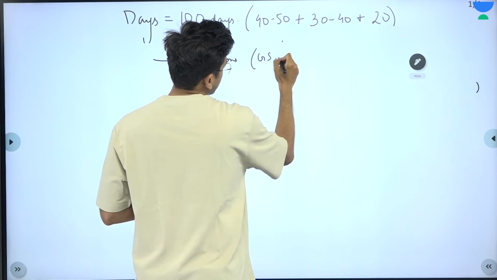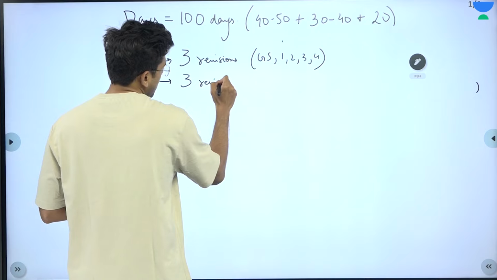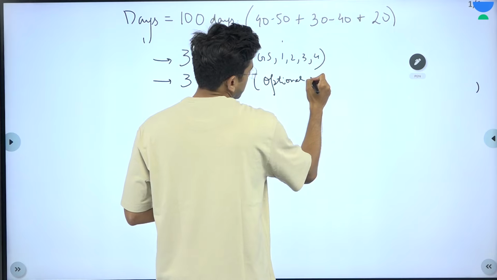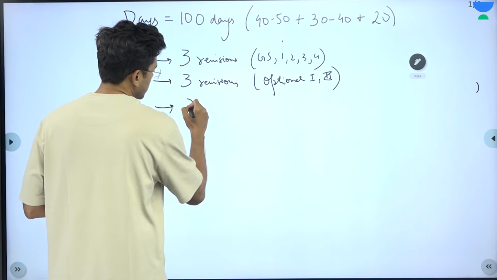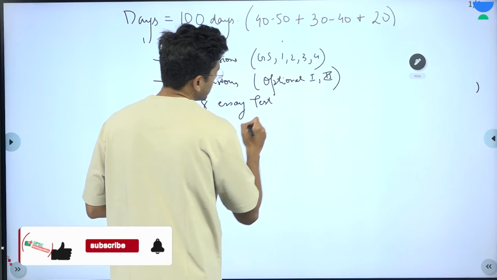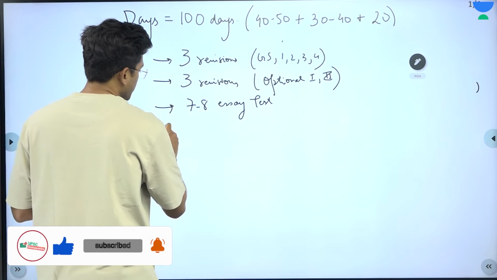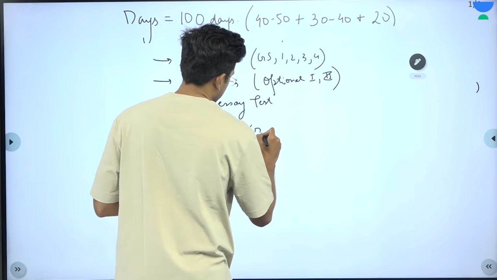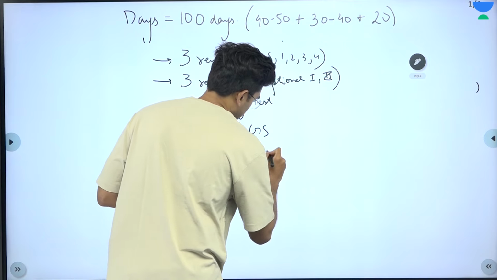for GS paper 1, 2, 3 and 4. We have done 3 revisions for optional paper 1 and 2. Alright, we have written around 7 to 8 essay tests. This will give you a huge edge because scoring in essay and in GS4 is extremely important to get a good rank. Now if you combine these, you've already written around 12 tests for your GS. You have already written around 9 to 10 tests for your optional.